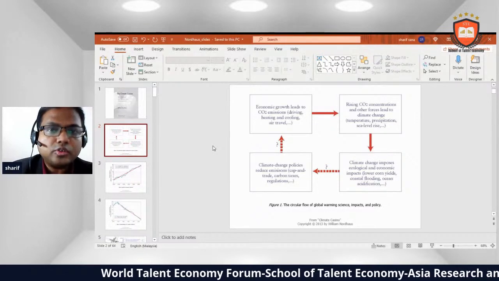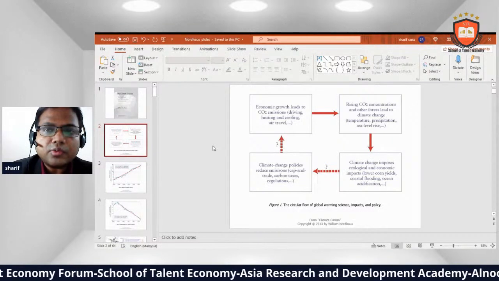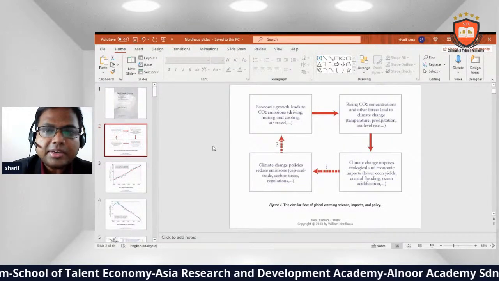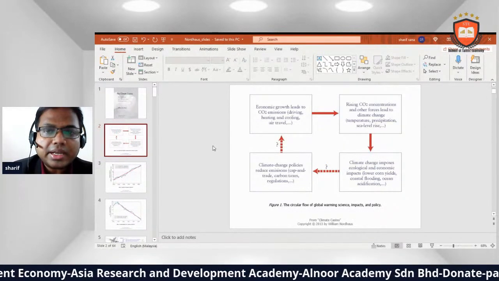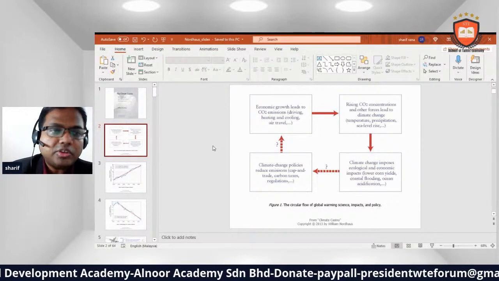Economic growth leads to CO2 emissions. Rising CO2 concentrations and other forces lead to climate change. Climate change imposes economic and ecological impacts. Climate change policies reduce emissions.